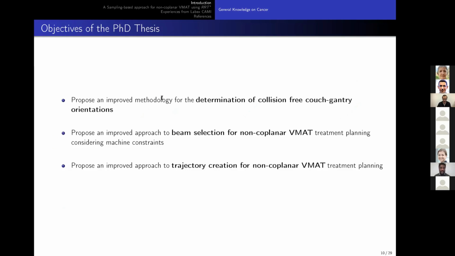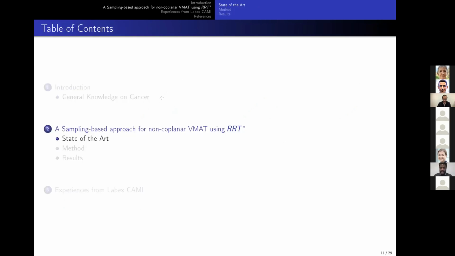So for our cases, generally, we propose the methodology for determining collision pre-orientations, and then we propose a beam angle selection algorithm that was based on simulated annealing. And the last part is what we will talk about today, the part for creating trajectories for non-coplanar VMAT.